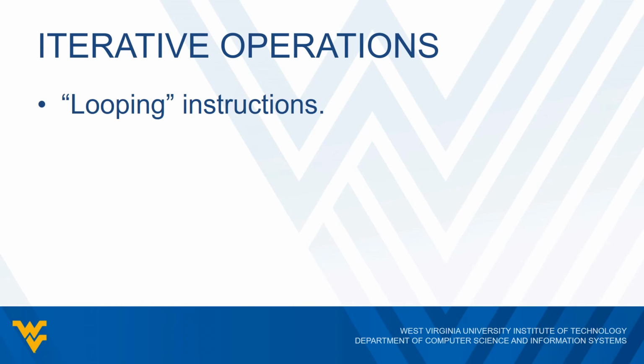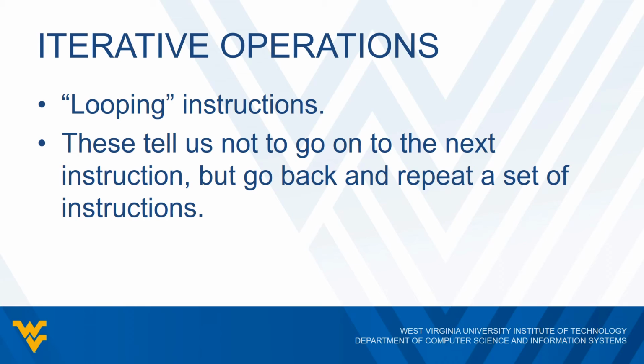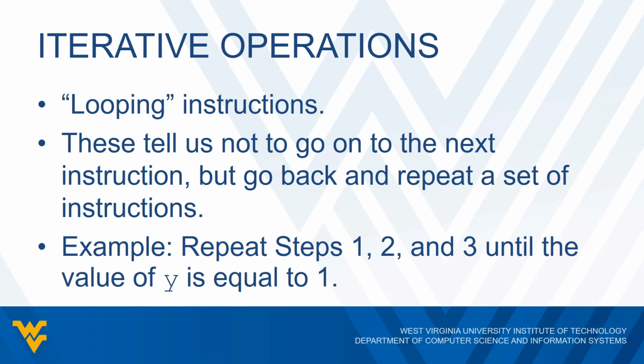Iterative operations are what we call the looping instructions. So instead of going on to the next instruction, they tell us to go back and repeat the execution of some set of instructions. It may be a single instruction, it could be an entire block of instructions, but we repeat certain steps until some condition happens that tells us to get out of this set of repeating steps and move on to the next one. To give you an example, maybe we'll say repeat steps 1, 2, and 3 until the value of y is equal to 1.